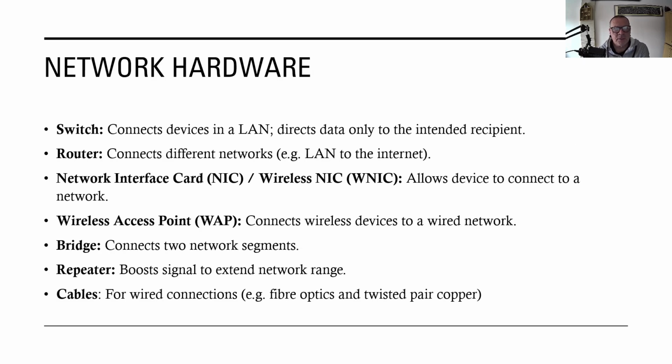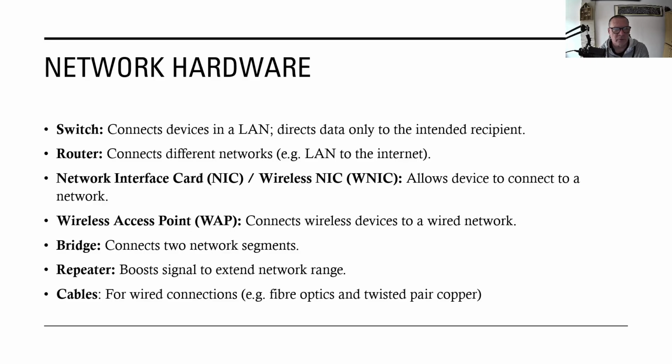Let's have a look at some of the network hardware you'll need to set up networks like this. First one is a switch. A switch connects devices within a LAN, and it directs data only to intended recipients. So we've seen once it's learnt where all the devices are. A router, quite different. It connects two separate networks. For example, a LAN connecting to the internet, that would be done by a router.